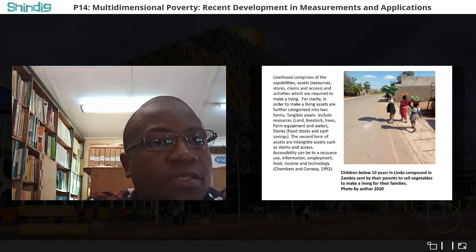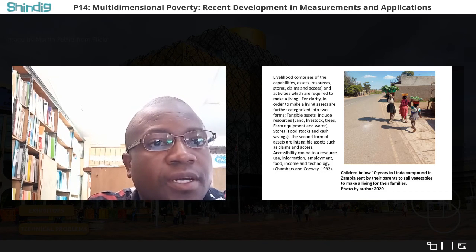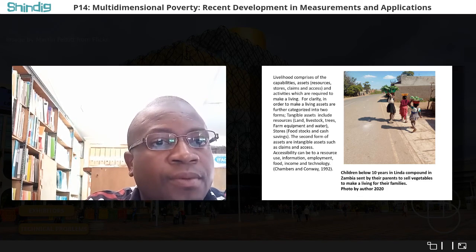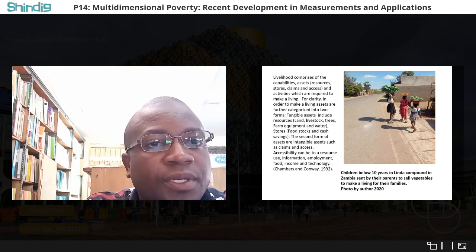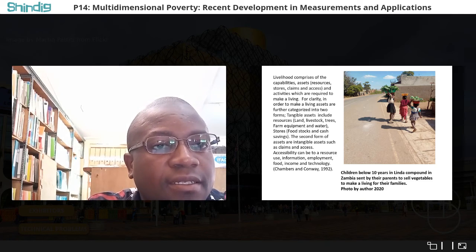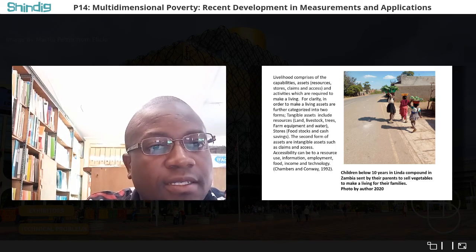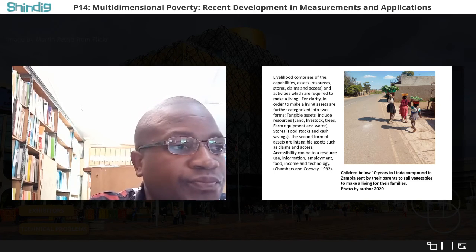Livelihood comprises the capabilities, assets, and activities which are required to make a living. For clarity's sake, in order to make a living, assets can be further categorized into two forms. Tangible assets, which include resources such as land, livestock, trees, farm equipment, and water, stores, food, stock, and cash. The second form of assets are intangible assets, such as claims and access.